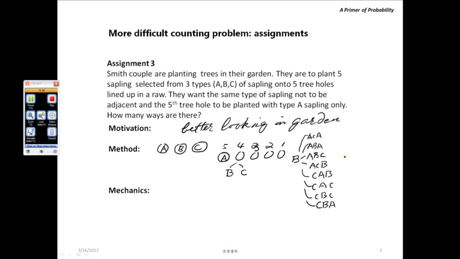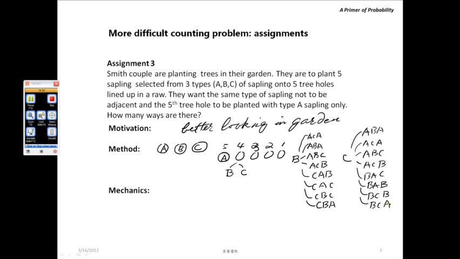And for the type C sapling, we also get another set of permutations like A, B, A; C, A, B, C; A, C, B; B, A, C; B, A, B; B, C, B; B, C, A. This exhausts all possible permutations to plant the saplings into the 5 tree holes as desired by Smith's couple.